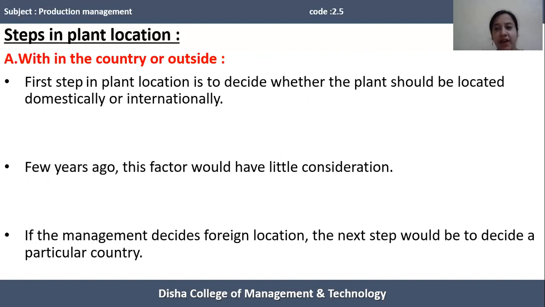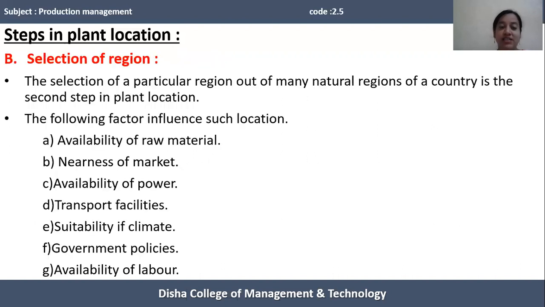After identifying the country where the plant should be located or operated, the next logical step involved in location selection is selection of region. A country has many natural regions. The industrialists have to identify a particular region out of many natural regions for installing their plant. So in the second step, the industrialist has to identify a particular region, a particular area out of the many natural areas of a country.